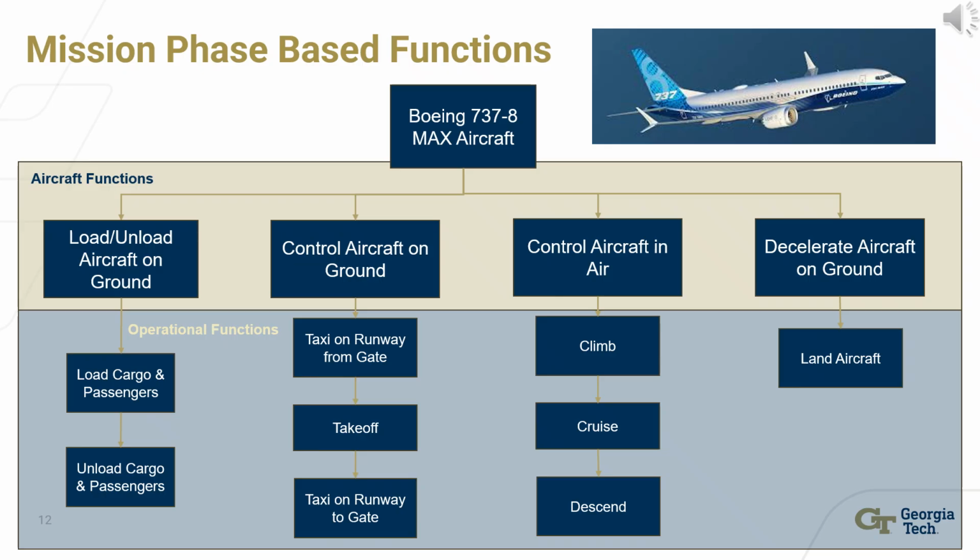A mission phase-based functional diagram for a commercial Boeing 737-8 MAX flight includes 4 aircraft functions of loading and unloading cargo on the ground, controlling the aircraft in the air and on the ground, and decelerating the aircraft while on the ground. These operating functions for each aircraft function are listed below and are typical for a commercial flight.